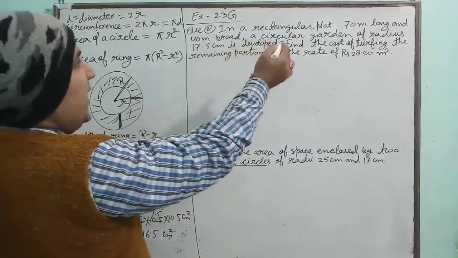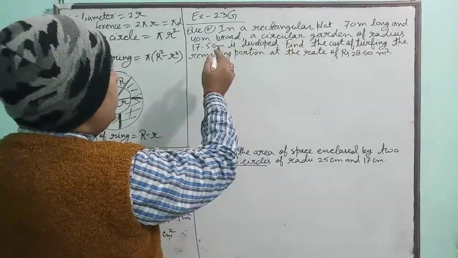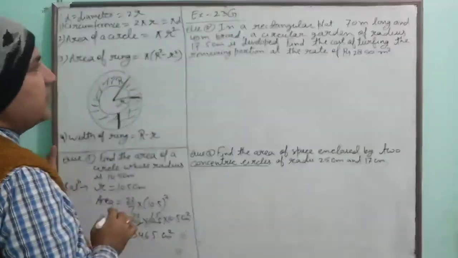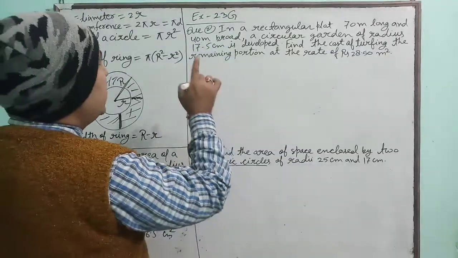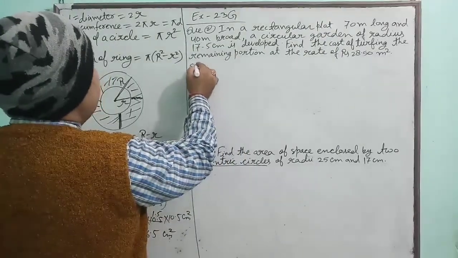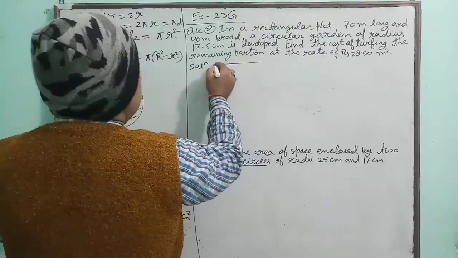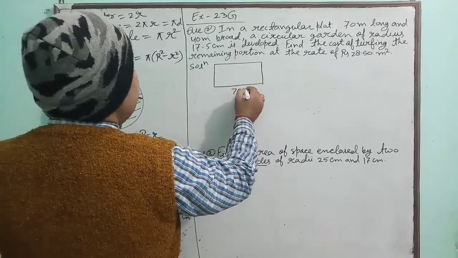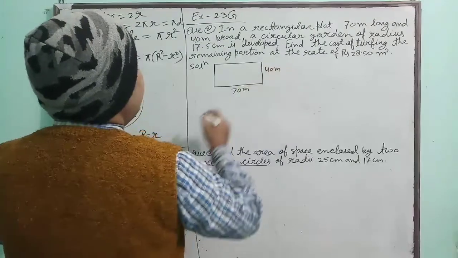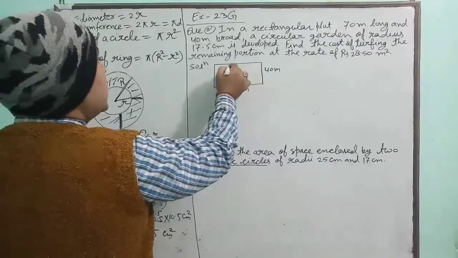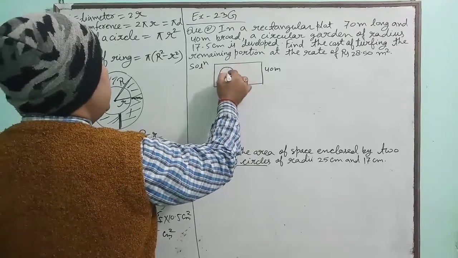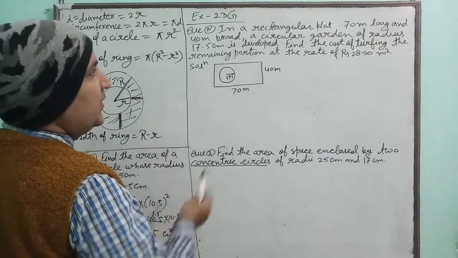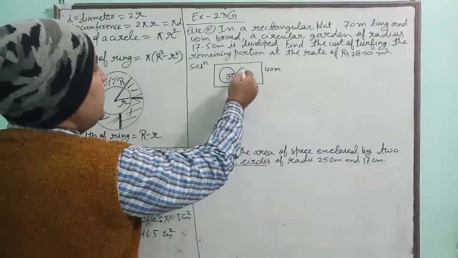Okay. Now see the question number 2. In a rectangular plot 70-meter long and 40-meter broad, a circular garden of radius 17.5 meter is developed. Find the cost of turfing the remaining portion. See children, suppose this is the rectangular plot. Its length is 70 meter and breadth is 40 meter. Inside it, suppose one circular garden is made which radius is 17.5. Now we have to find the cost of turfing the remaining portion.